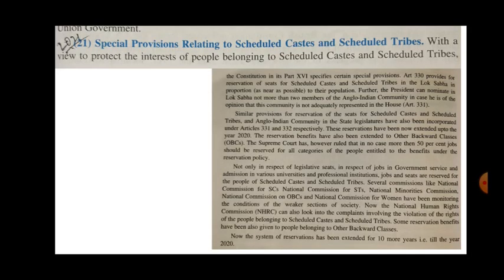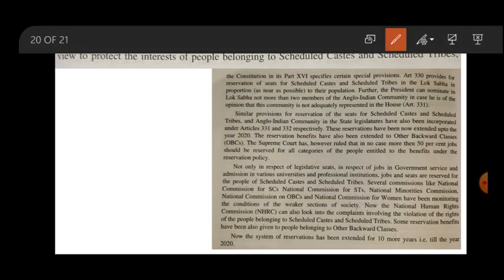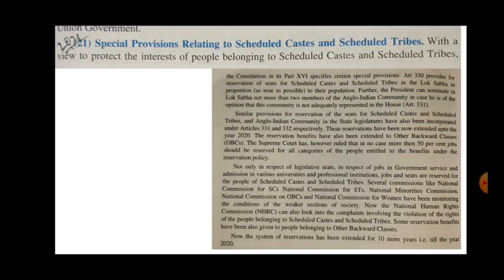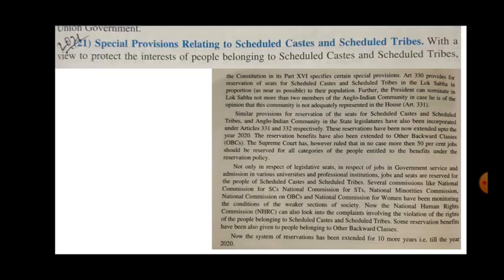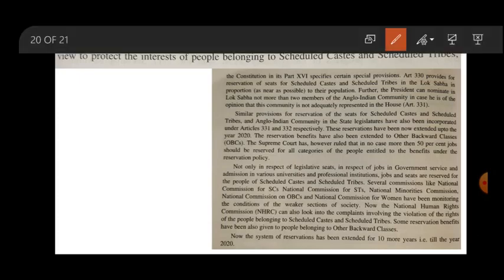Next point: special provisions relating to Scheduled Castes and Scheduled Tribes, with a view to protect the interest of people belonging to Scheduled Castes and Scheduled Tribes. The Constitution in its Part 16 specifies certain special provisions. Article 330 provides reservation of seats for Scheduled Castes and Scheduled Tribes in the Lok Sabha in proportion to their population.